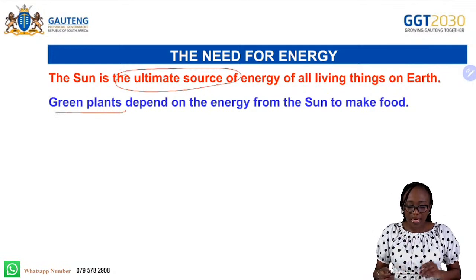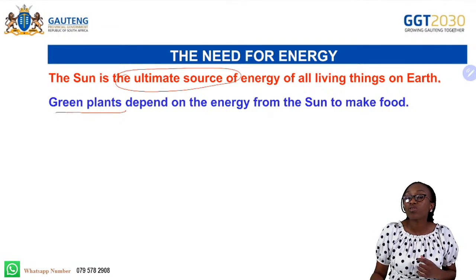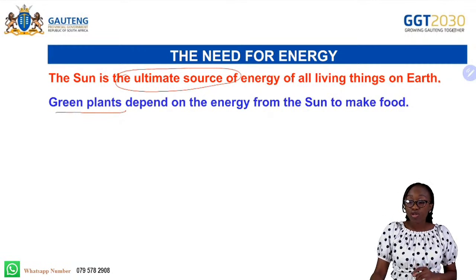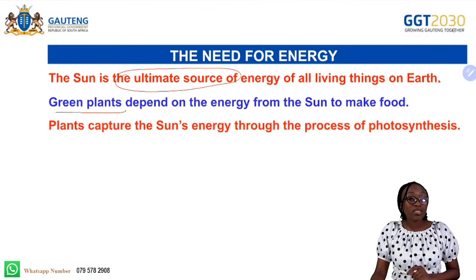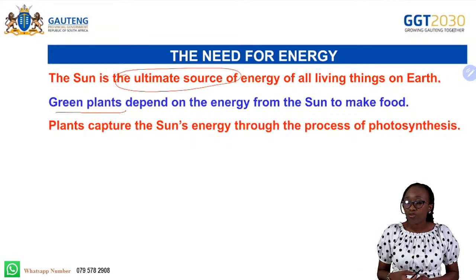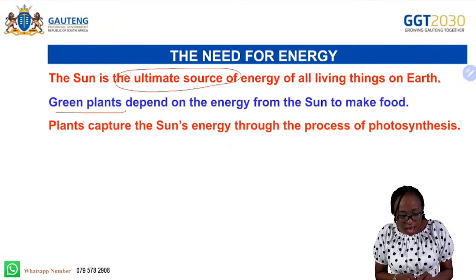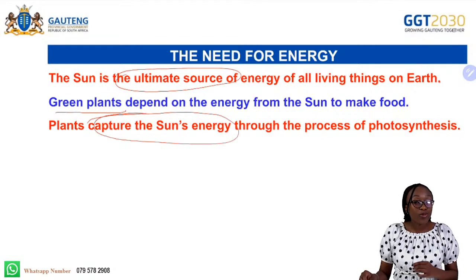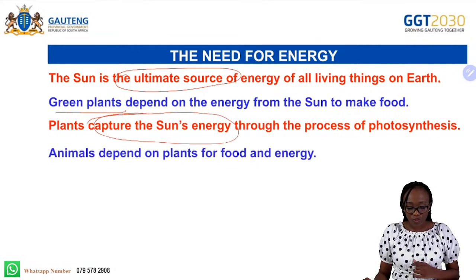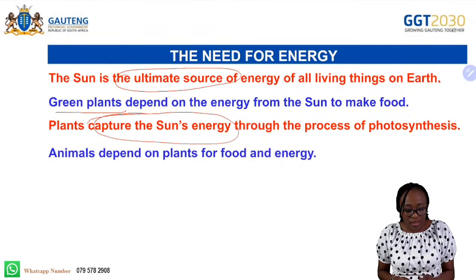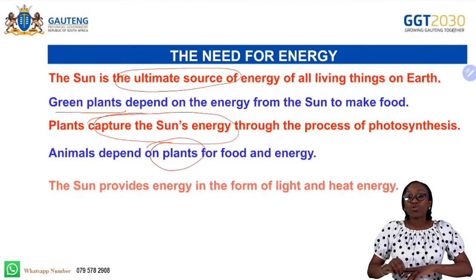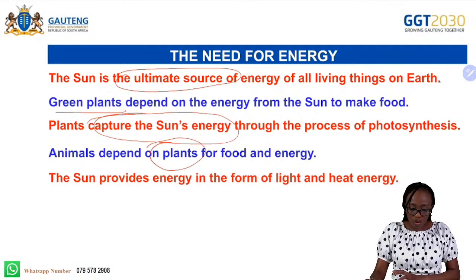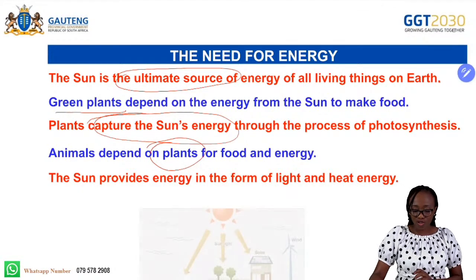So green plants depend on the energy that comes from the sun to make their own food. Only green plants can photosynthesize. So how do these green plants make their own food? They capture the sun's energy through the process of photosynthesis. And then animals depend on the plants for food and energy. So the sun provides all living things with energy.